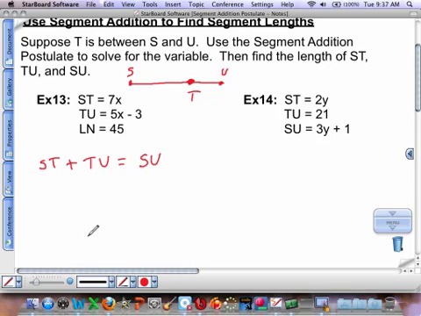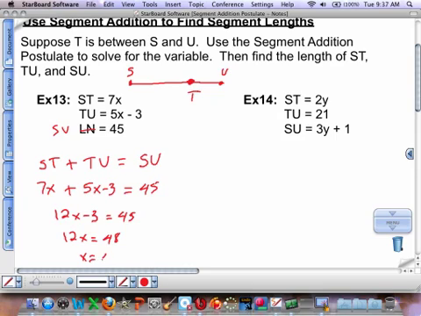Question. Yes. Where did you get LN? Substitution, that wasn't bad. So it should be SU. Okay, so we start plugging these in. ST is 7x plus 5x minus 3. So then we got 12x minus 3 is equal to 45. 12x is 48, and x is 4.